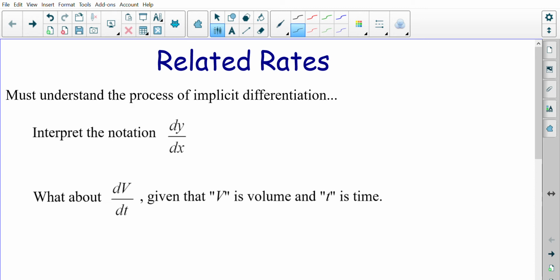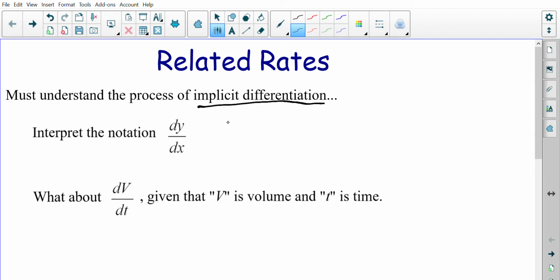Welcome to this video that I'm going to use to explain to you an application of derivatives known as related rates. Now, in order for us to get through this, we have to understand the notation of calculus and some of the things we've already done before. One of those is the importance of implicit differentiation. And we need to be able to interpret what this symbol dy over dx means.